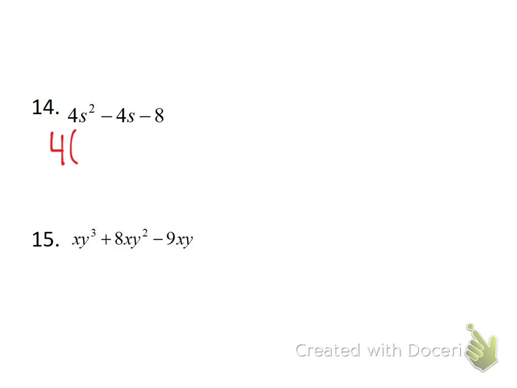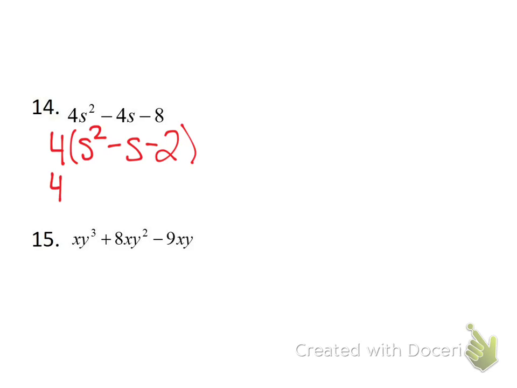S squared minus 4S minus 8. Careful, because we're factoring the 4 out of every single term. So it's S squared minus S minus 2. Very good. We got to factor it out from every single piece.